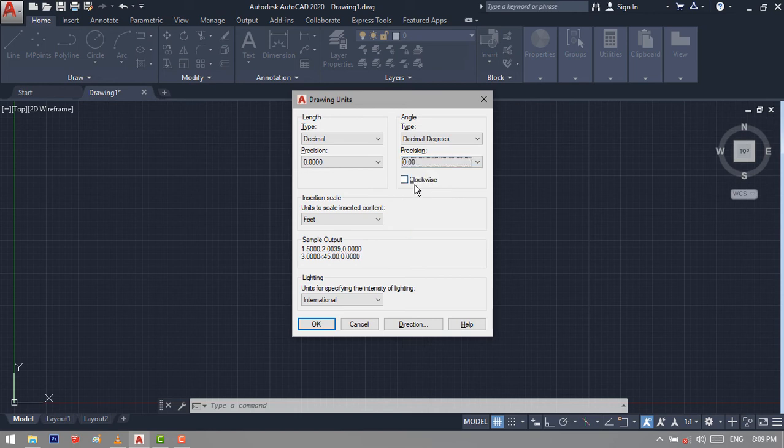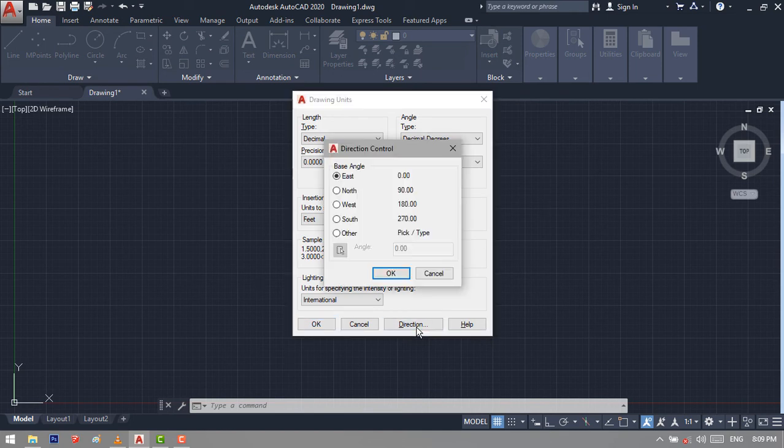Here is one checkbox. It's called clockwise. Let's see what that means. Go to direction. In direction, here we see east 0, north 90, west 180, south 270. Other, you can pick other or type your desired value, and you can enter. What does east 0 mean? Whenever you are drawing in an AutoCAD sheet, the right hand side is 0 degree.